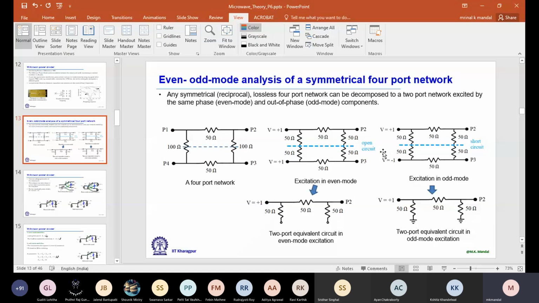Next, we change the polarity for the lower signal source. So port 1 is represented by +1 volt, and port 4 is now -1 volt. Again, it is not DC, it is an RF signal. Now, with plus and minus on this side, along the mid plane we can put a short circuit, right? So this 100 ohm, we are now dividing into two parts, 50 ohm plus 50 ohm.